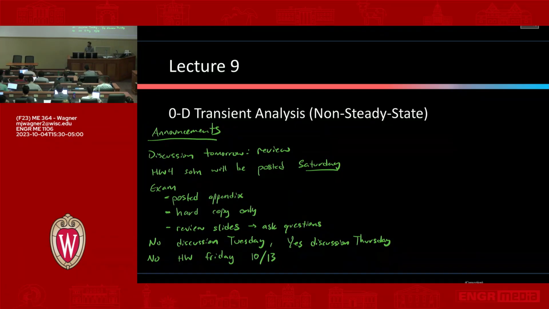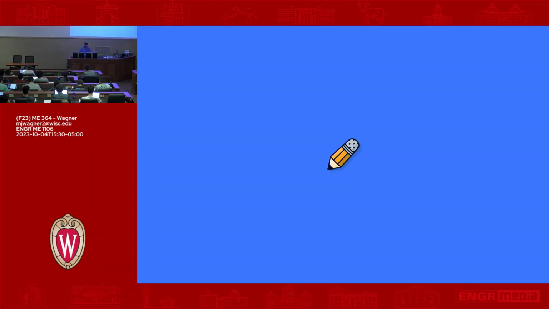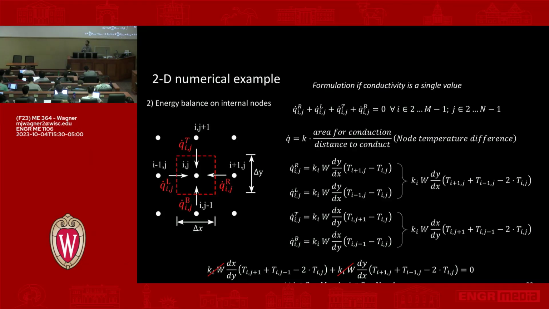Okay, so what I'm going to do today is go through the 2D numerical solution. You've done an example, I think, in discussion. Let me just flip something here. So I'm going to cheat a little bit.